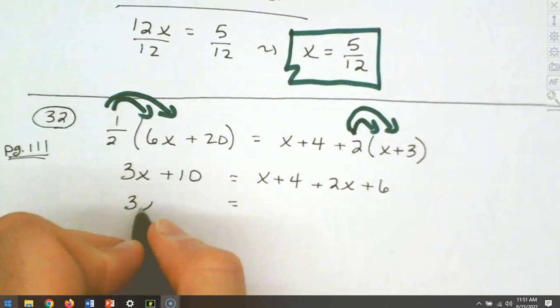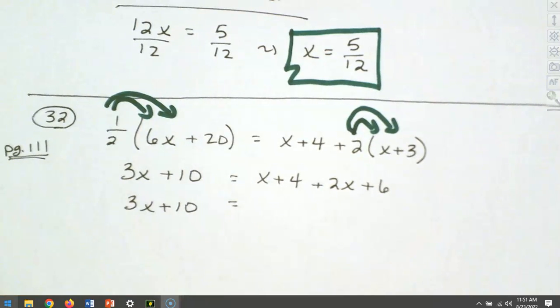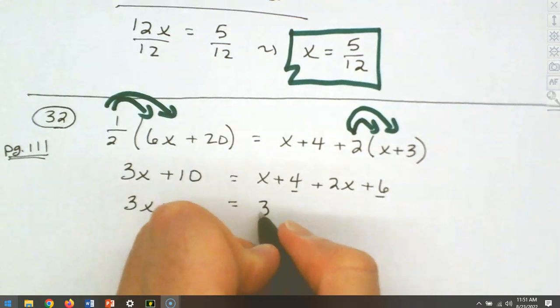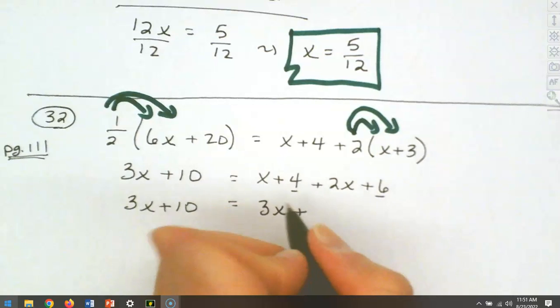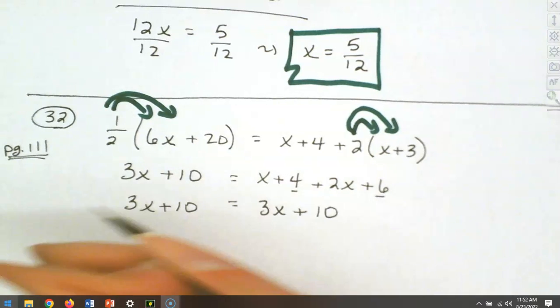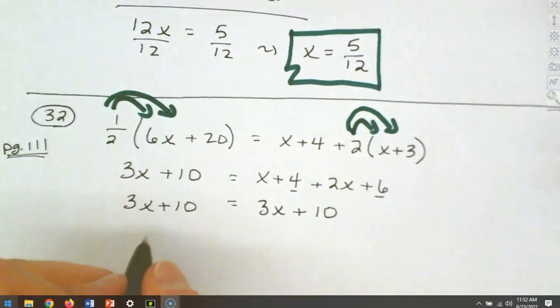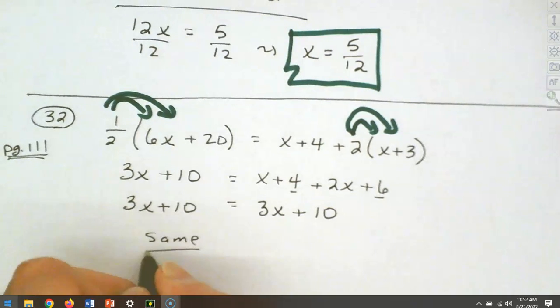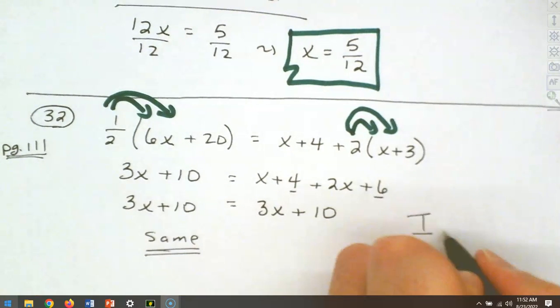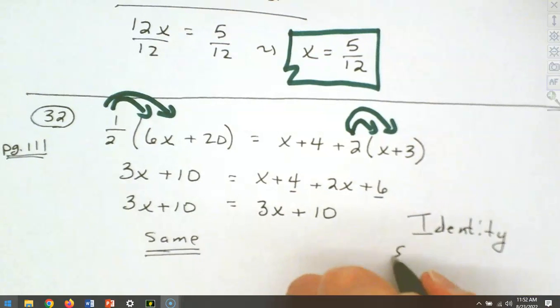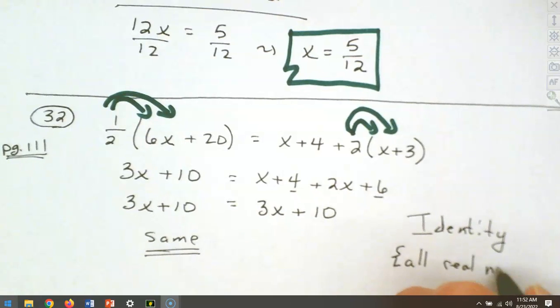The left-hand side is already done. But what about the right-hand side? Add those together. And we get a 3x plus what? Plus 10, right? And what do we know now? These are the same, right? So these are the same. So what is it now? It's an identity. And what is your solution set? All real numbers.